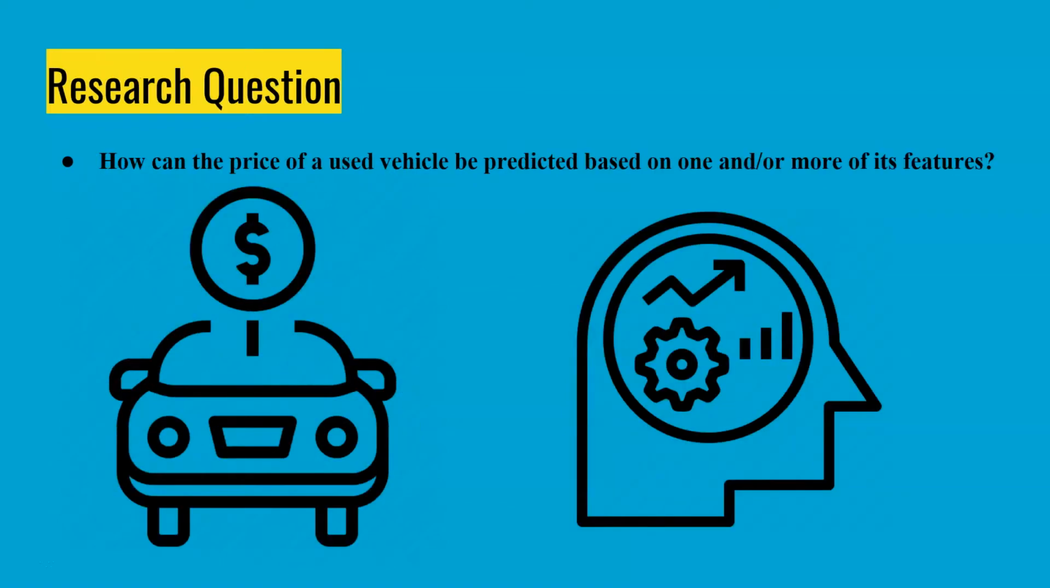The basis for our research question then was to provide the backbone for employing a predictive model which would address the problem we mentioned earlier about used vehicle buyers and sellers identifying a fair price for the depreciation on an automobile without being overcharged or undercharged. Therefore, the research question we came up with was, how can the price of a used vehicle be predicted based on one and/or more of its features?